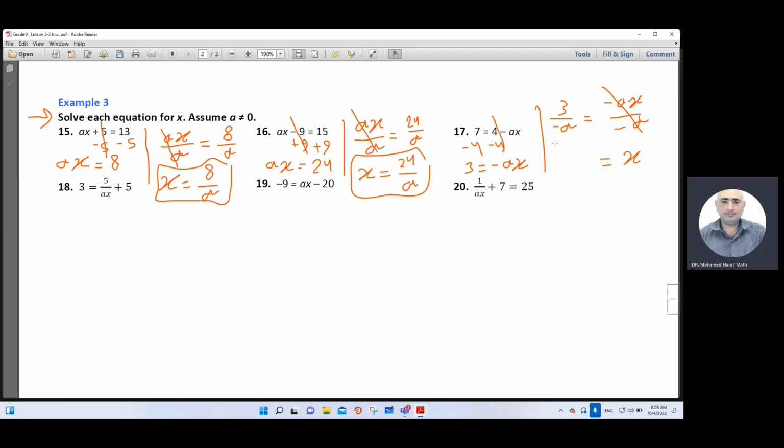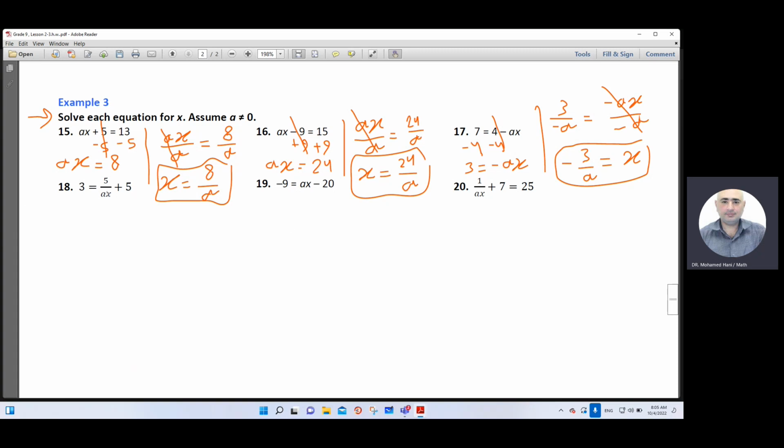Here we put minus 4, negative 4. So positive divided by negative is negative. So x equals negative 3 over a. This is the solution. We get x from negative ax because we divided by negative a. Negative divided by negative is positive. A divided by a is 1, so x remains. And here on the next side, 3 divided by negative a: positive divided by negative is negative, so negative 3 over a. Okay.